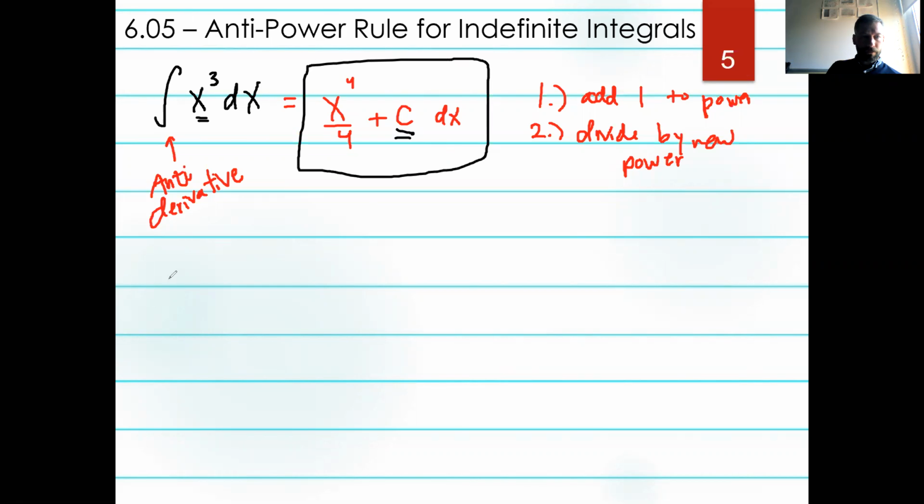Let's do another one. An indefinite integral, let's say 8x dx. So we're going to add 1 to the power. There's a 1 there, right? So that becomes 8x squared. And then we're going to divide by whatever that new power is, plus c. And we could always simplify that. Let's see, 8 divided by 2 is 4.